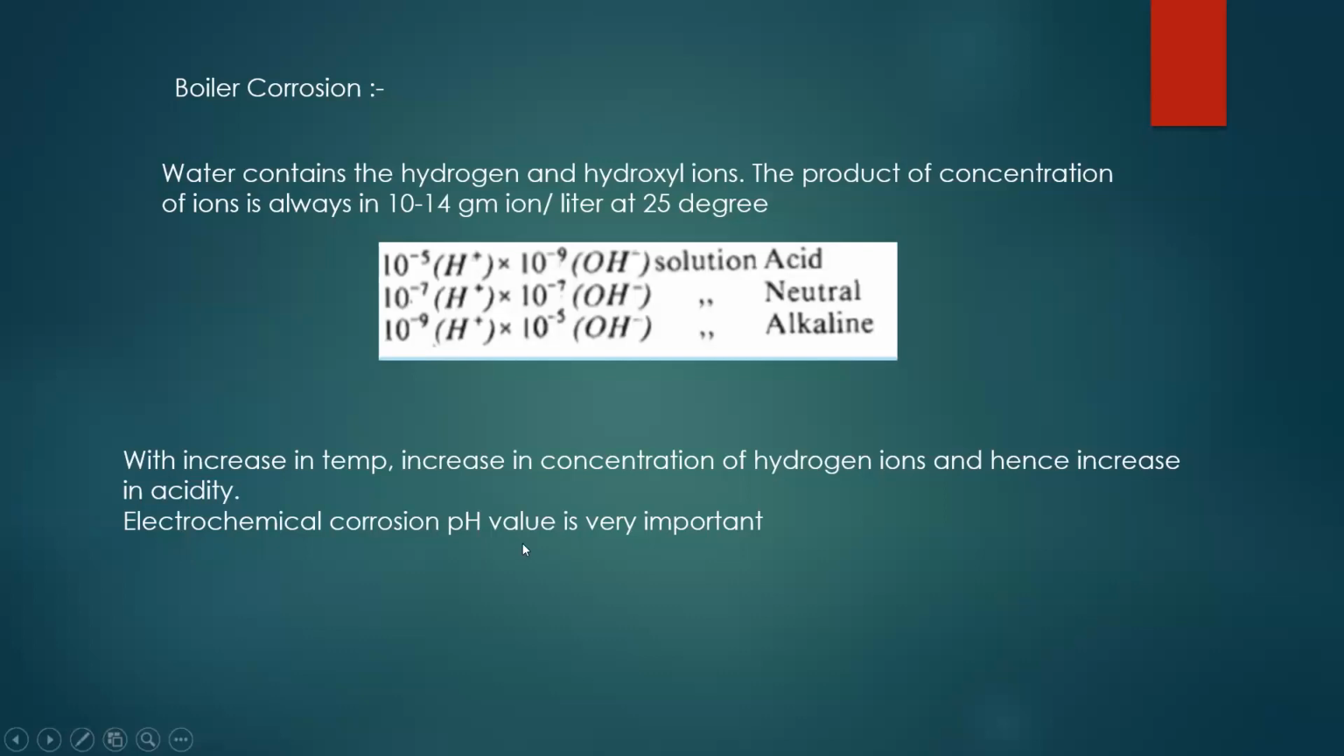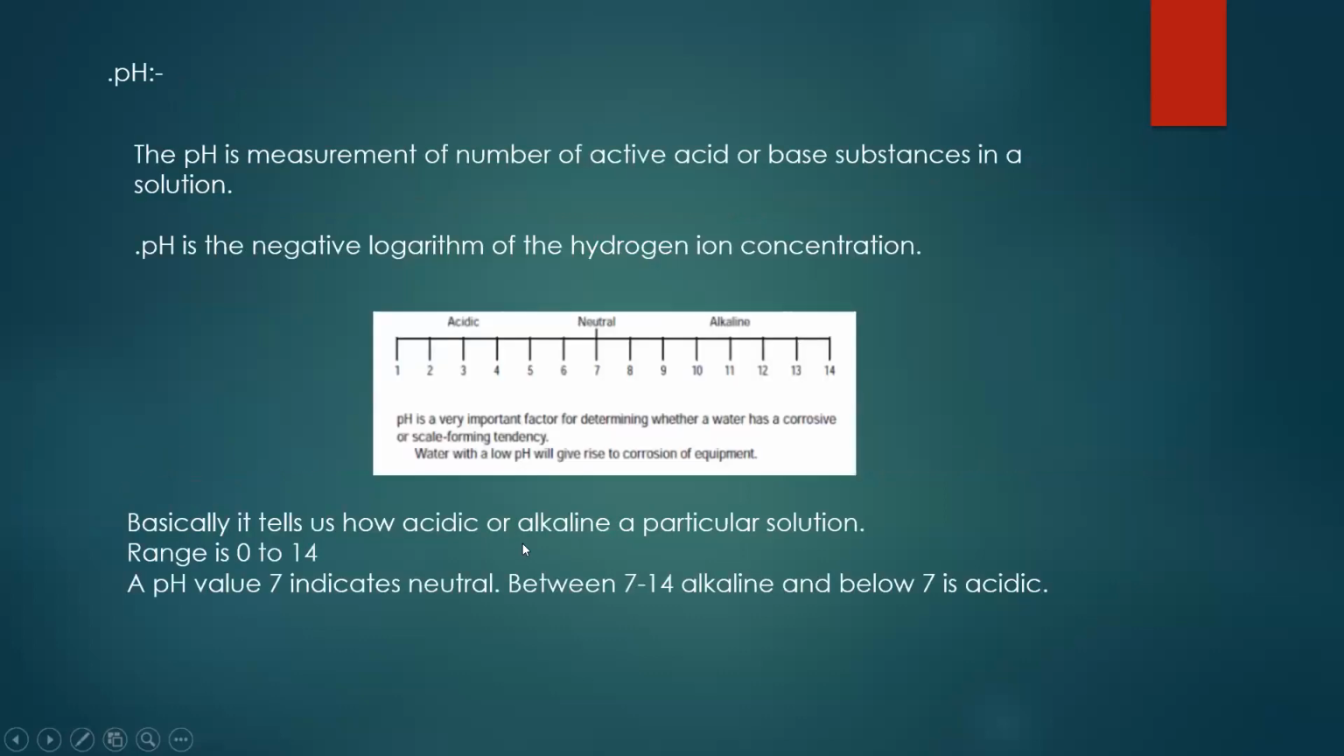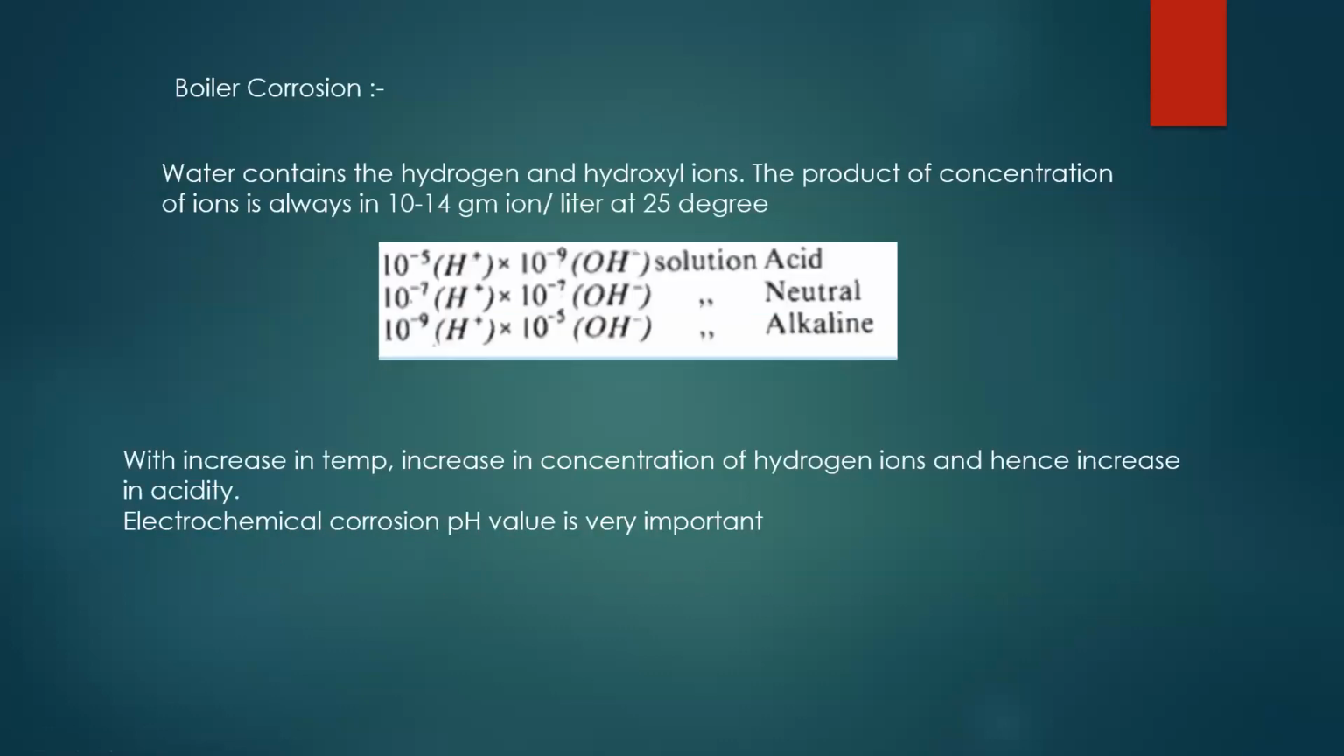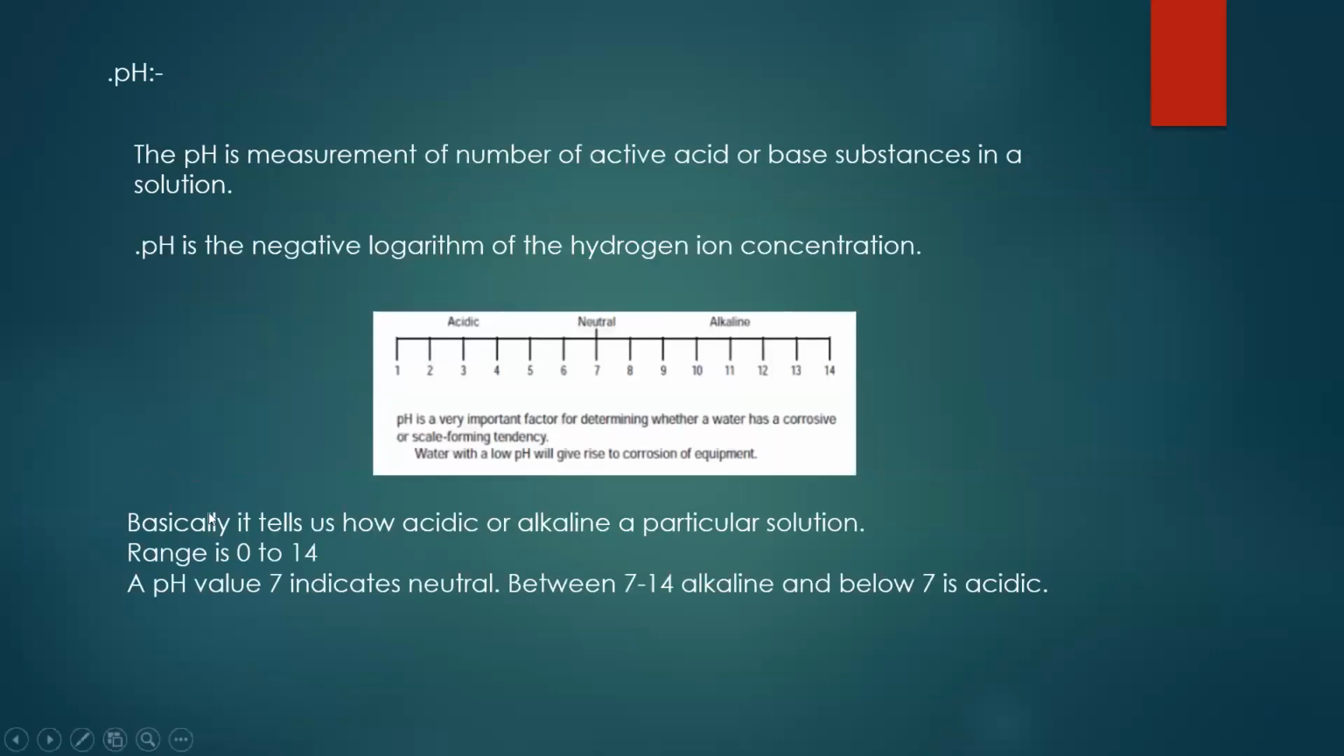In electrochemical corrosion, the pH value is very important. Electrochemical corrosion means what? When two materials are electrolytically kept in the same container, in a solution, then atoms from one will transfer to the other. That is known as electrochemical corrosion. The more active metal sacrifices.